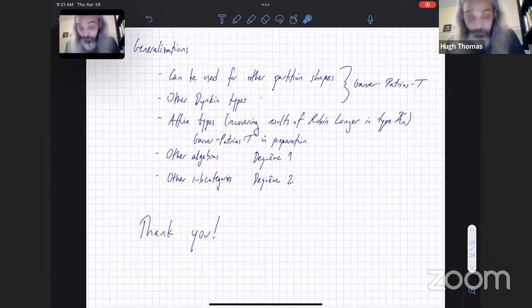You can also think about these same ideas for other algebras. So a student of mine, Benjamin Dequesne, is thinking about this for gentle algebras, and you can also think about it for other kinds of subcategories, which he's also thinking about.